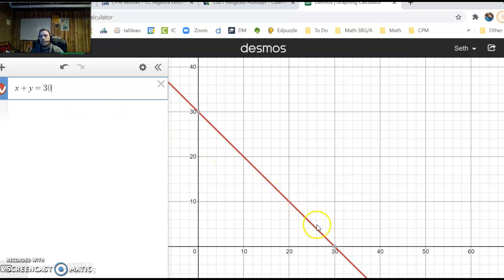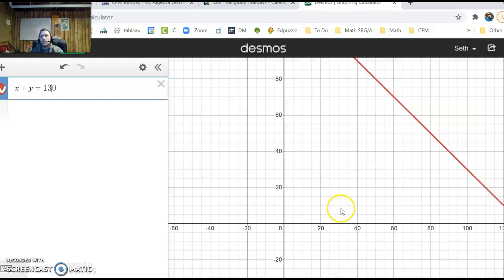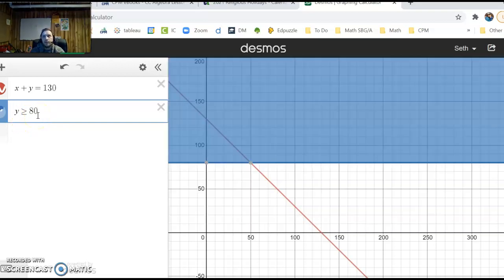All right. Oh, look at that. So from 30 to 130. Zoom out, make sure we can see that in our graph. All right, and then y has to be greater than or equal to 80 burritos, right? Ooh, it gives us that nice little shaded area already, right?